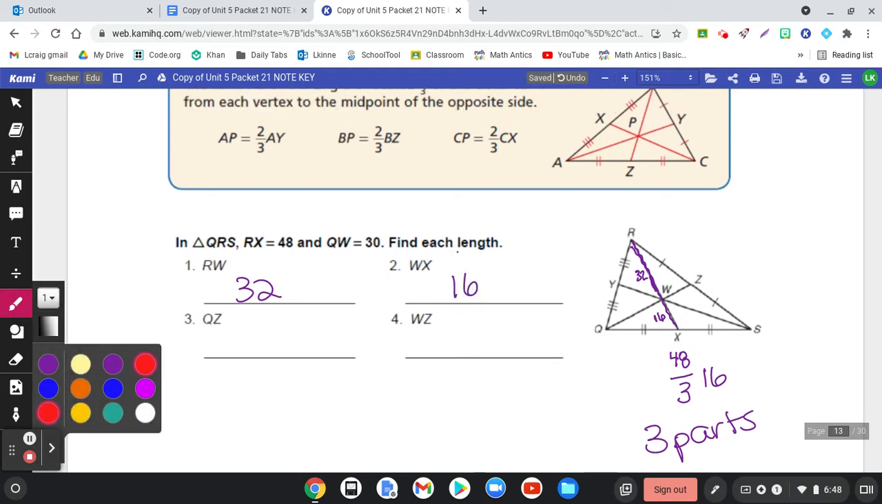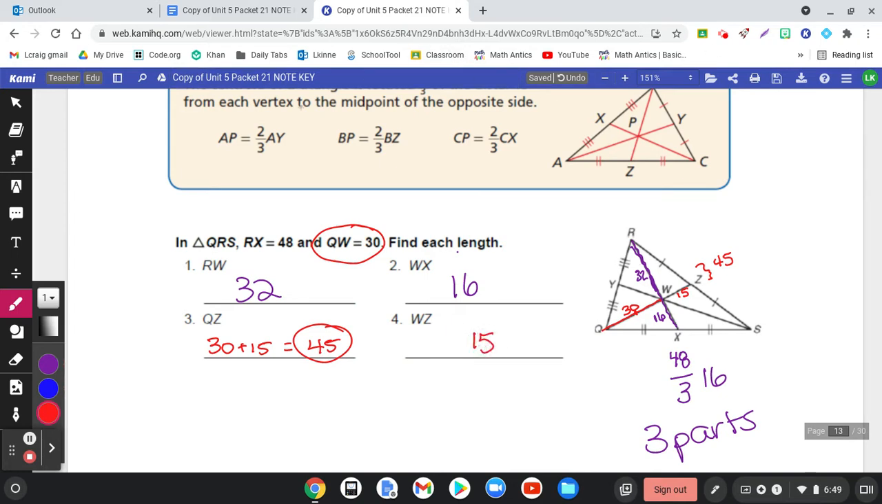All right, let's look at the next part of this. QW is 30. Now, if you notice, that's the big part, right? So that's basically 2 of these little parts. So if that's 30, the little part's 15, and the whole thing would be 30 and 15, which is 45. So QZ, the whole thing, is 45. Again, we did the 30 plus the 15. And then WZ, the little part, is 15.